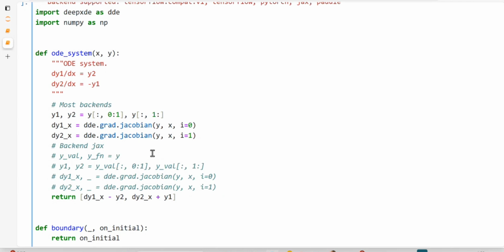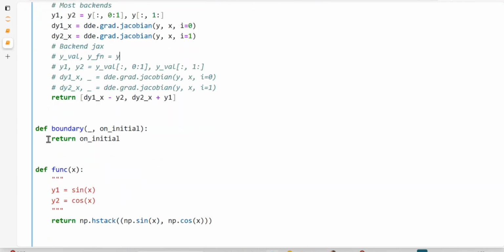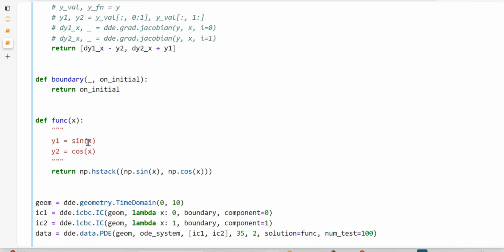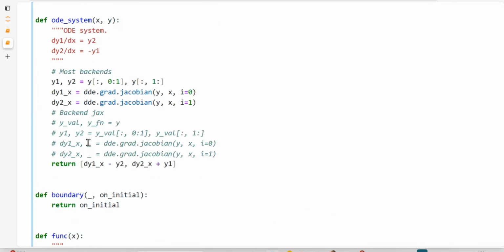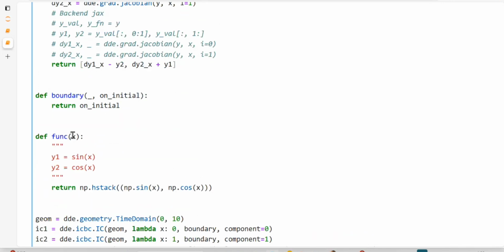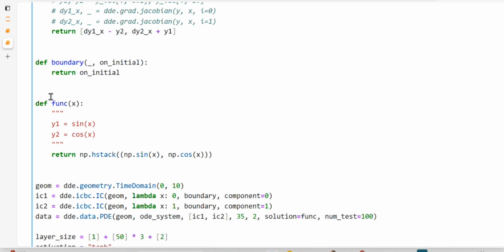The next thing is the boundary. We define the initial conditions, and we have only two initial conditions. Boundary is a built-in function in deepxde.